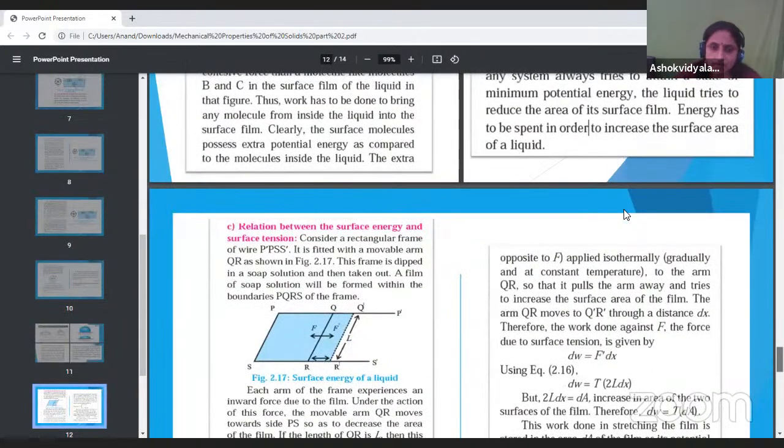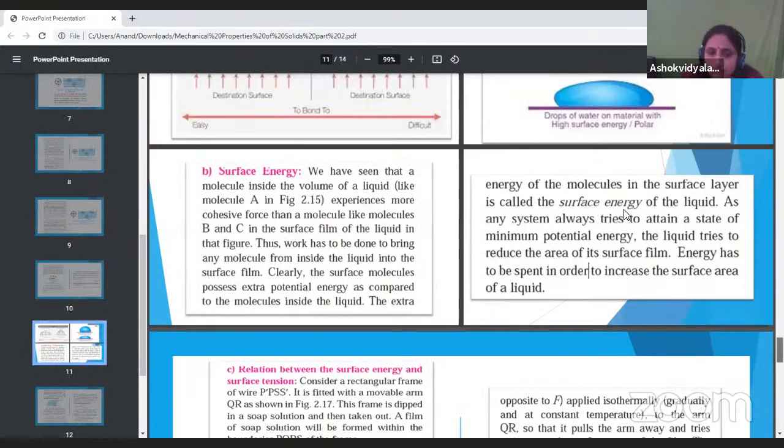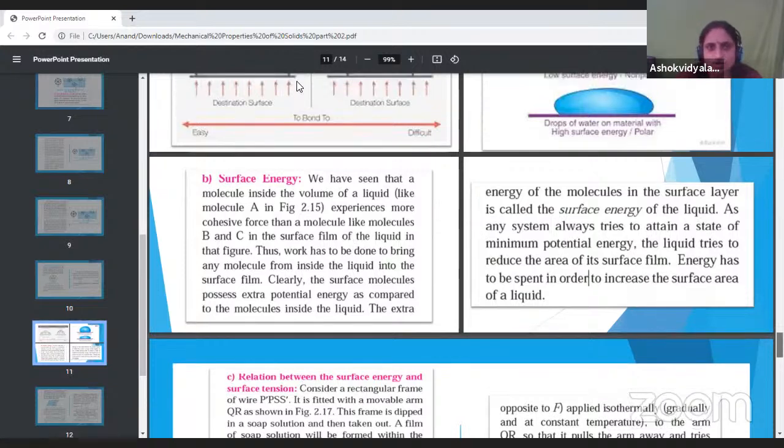Okay. Work has to be done to bring any molecule from inside the liquid to the surface film, and that is nothing but the surface energy of the molecule in the surface layer, called the surface energy of the liquid. As any system always tries to attain the state of minimum potential energy, the liquid tries to reduce the area of its surface film. Energy has to be spent in order to increase the surface area of the liquid.